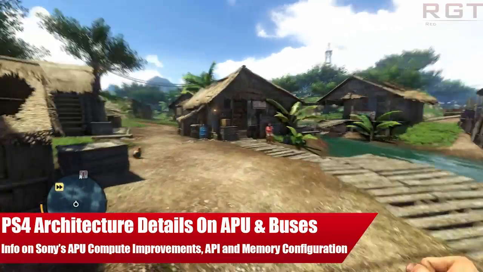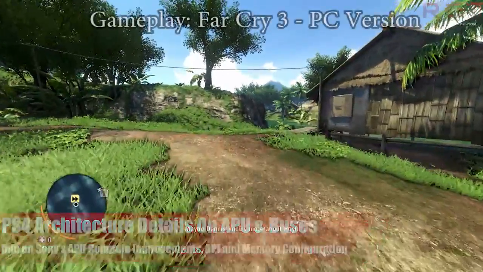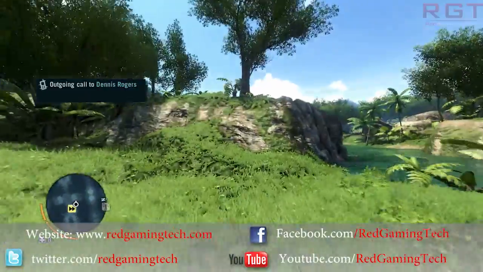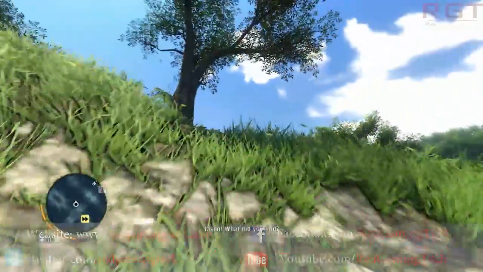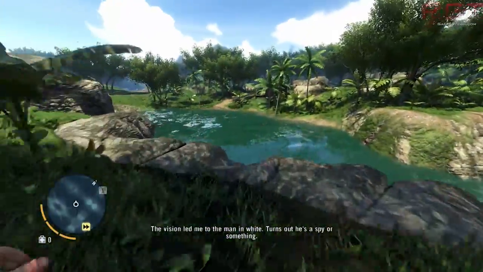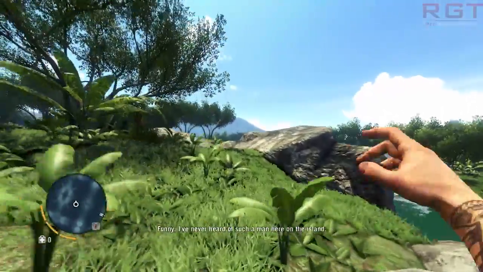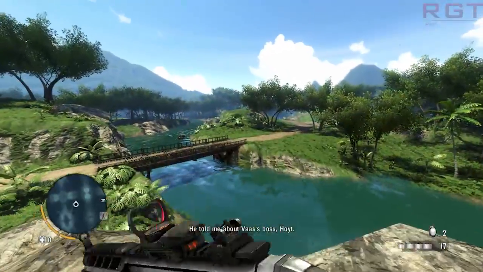Ladies and gentlemen, this Red Gaming Tech.com video, we're going to be discussing the PlayStation 4's architecture even further. We have a lot more information regarding the buses, the CPU and GPU combination, also known, of course, as the APU, the AMD Jaguar. We have a lot more detail on the asynchronous computing and compute functionalities in general, access to the memory pools, and a lot more besides.